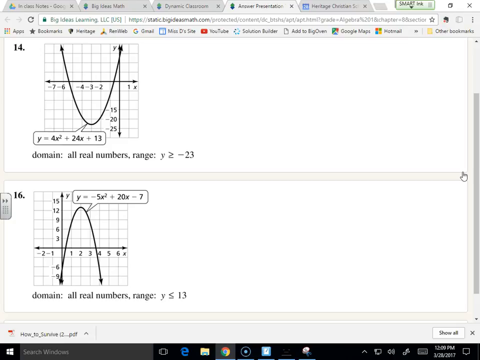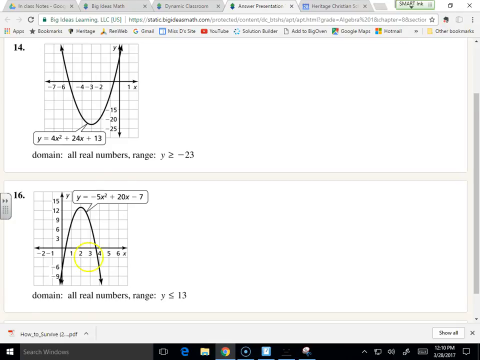Number 14, how low does it go? Just negative 23, that's the minimum value, so we can have our range be y is greater than or equal to the minimum, negative 23. For number 16, why is it y less than or equal to 13? Because it's the max. Yeah, it's the maximum, which means the y values have to go below that, right? So below, less than or equal to 13, above, greater than or equal to negative 23.